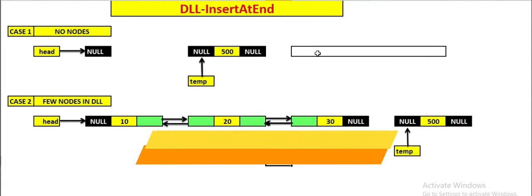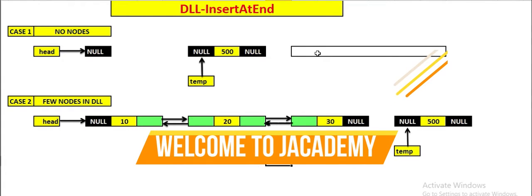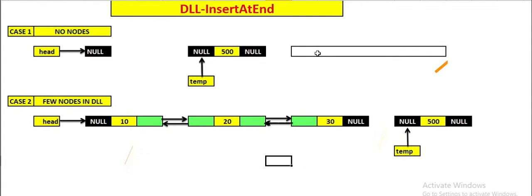Welcome to JAcademy. In this video, I'll tell you how to insert a node at the end of the linked list. So here we have got two cases. The first case is that there are no nodes, and the second case is that there are few nodes in the DLL. Okay.